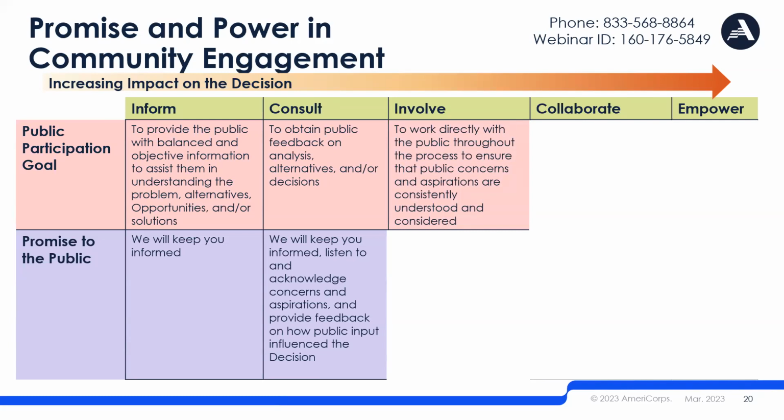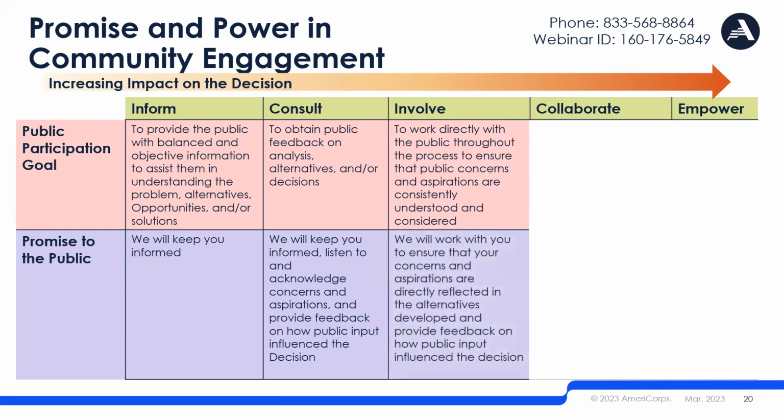With involve, the goal is to work directly with the public throughout the process to ensure that public concerns and aspirations are consistently understood and considered. You know, here's a problem. What ideas do you have? The promise here to the public is that we'll work with you to ensure that your concerns and aspirations are directly reflected in the alternatives developed, and again, provide feedback on how your input influenced the decision.